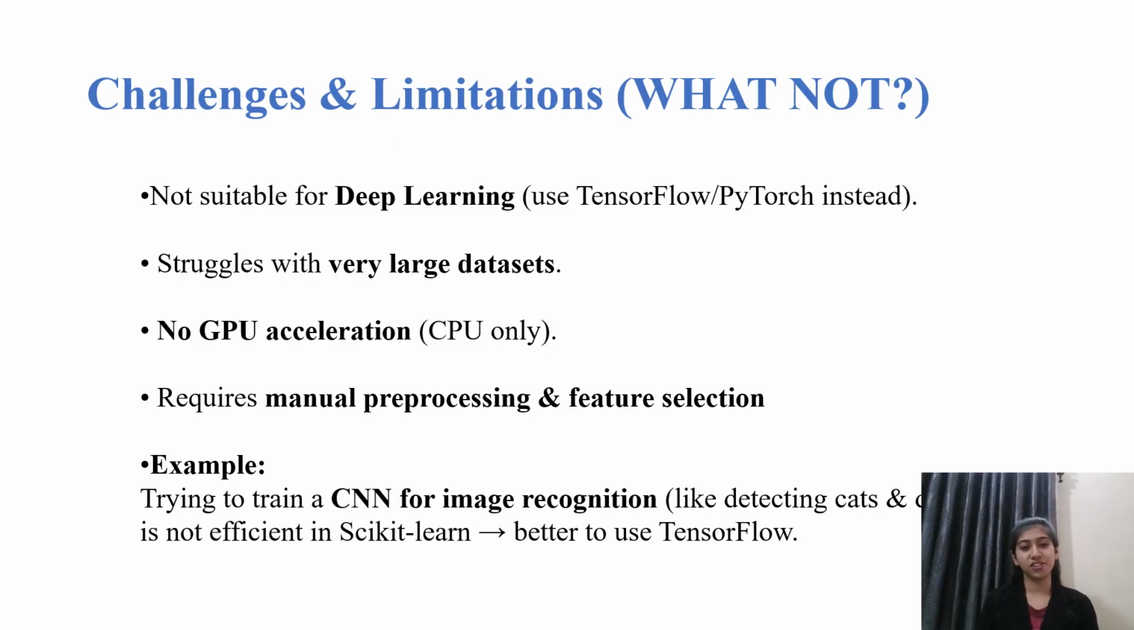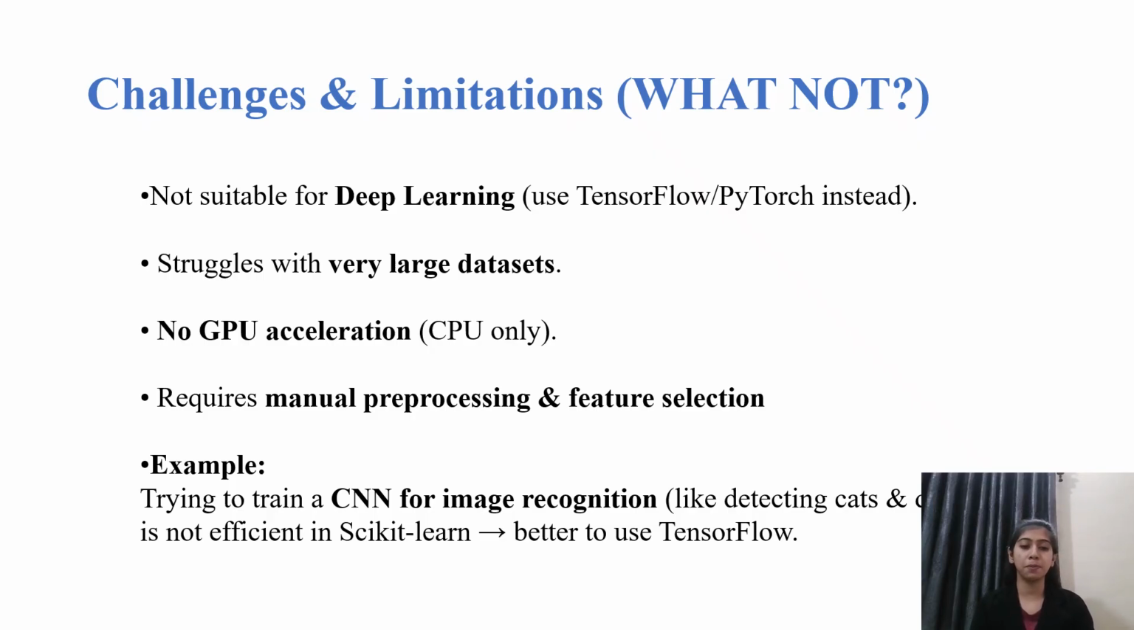Now let's see the challenges and limitations. Although scikit-learn is very powerful, it also has some limitations. First, it is not suitable for deep learning. In deep learning, we can use TensorFlow and PyTorch, which are better options than scikit-learn. Second, it struggles with large datasets compared to other ML models. Third, most of its operations are on the CPU rather than the GPU, so processing speed, that is training speed, can be slower. Then it requires manual preprocessing and hyperparameter tuning.